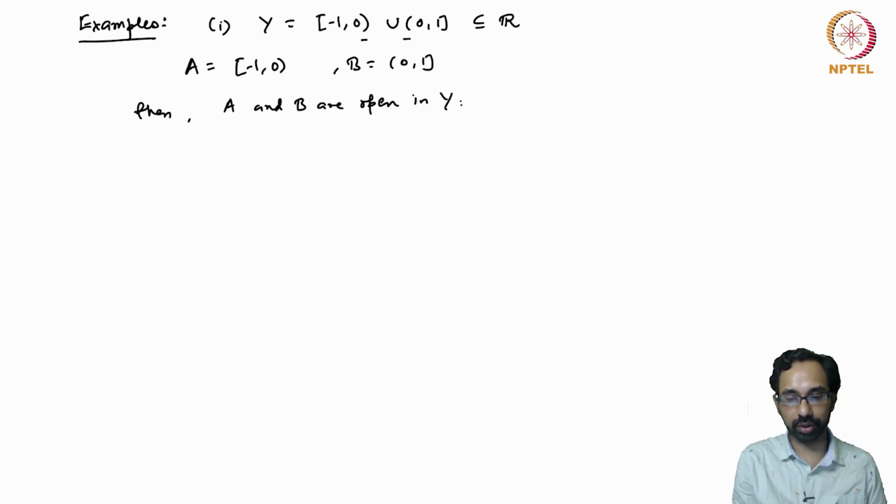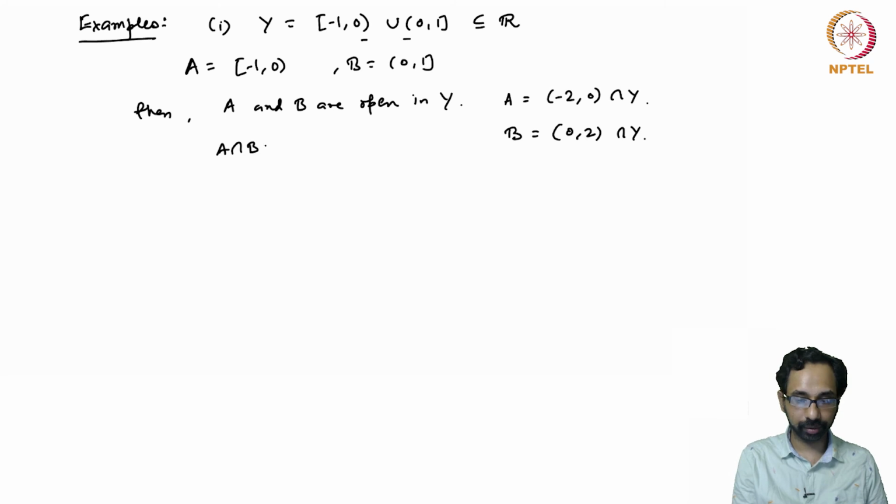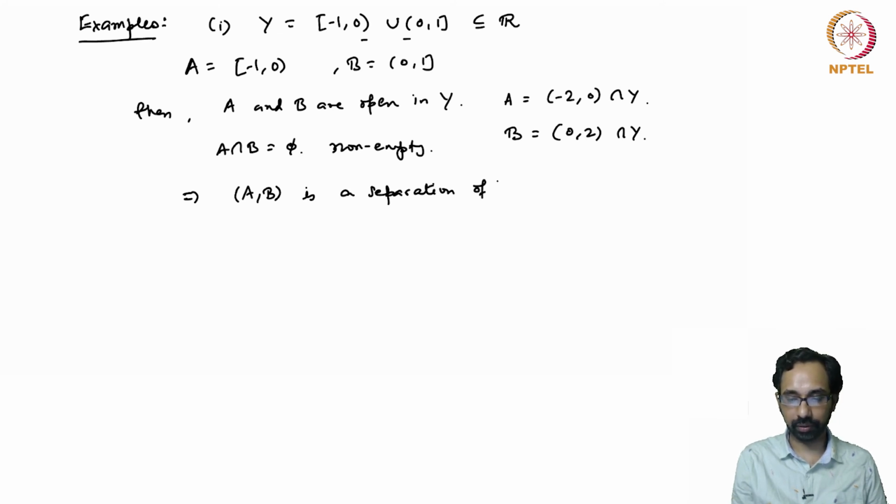open in the subspace topology of Y, because say A is nothing but (-2, 0) intersection Y, and similarly B is (0, 2) intersection Y. So both A and B are open in Y, they are disjoint, and of course non-empty. So this means that AB is a separation of Y, and so Y is not connected.